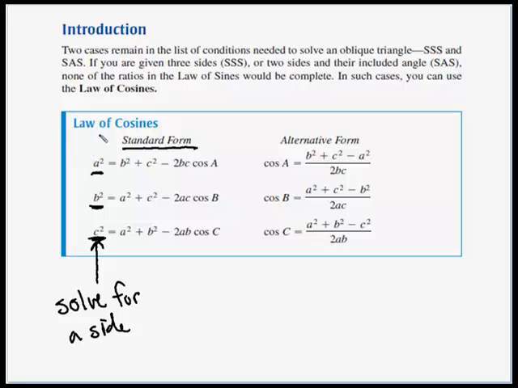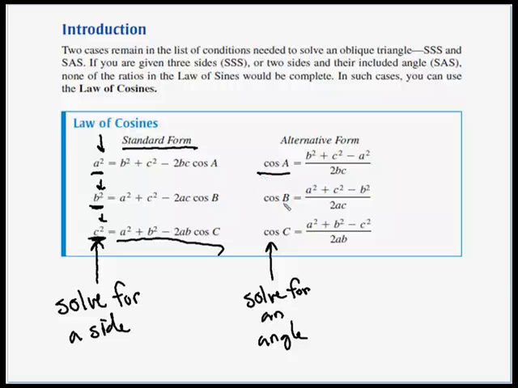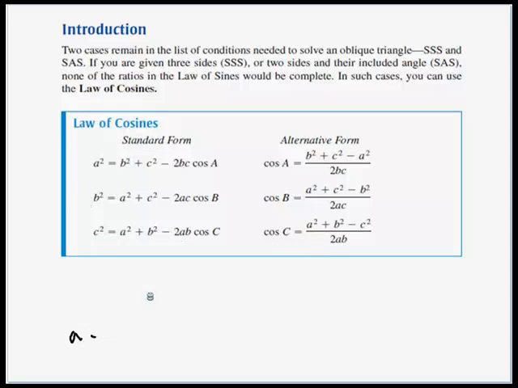Again, don't forget these terms are all squared. So when you punch all this into your calculator and solve it, you're going to get a number that will have to be square rooted. The alternate form is useful when you are solving for an angle. These are good for the SSS condition. You pick an angle and you use one of these to solve for it: angle A, angle B, or angle C. And don't forget, at the end you will have to use the cos inverse button to actually find the measure of that angle.